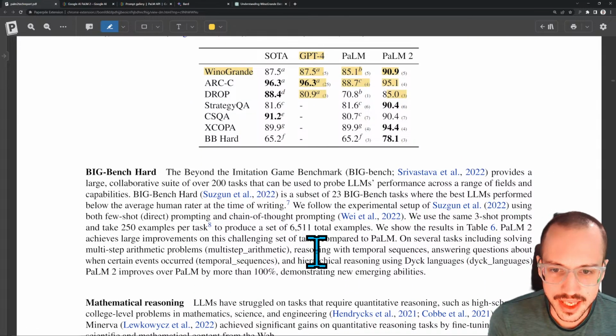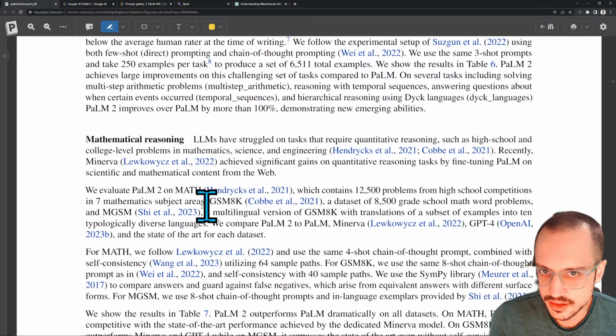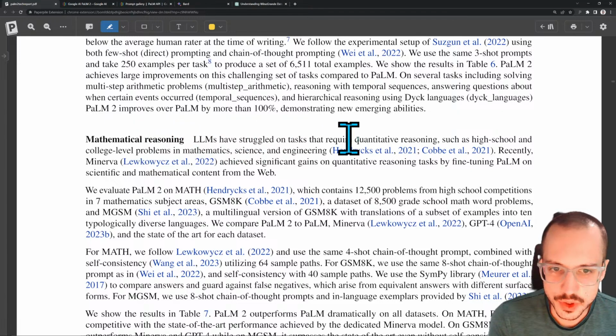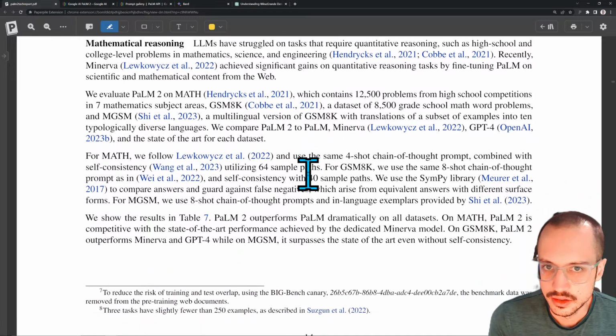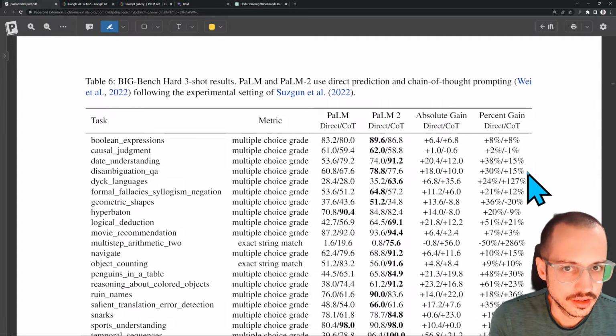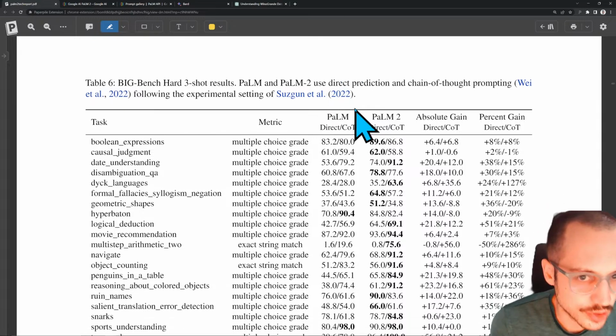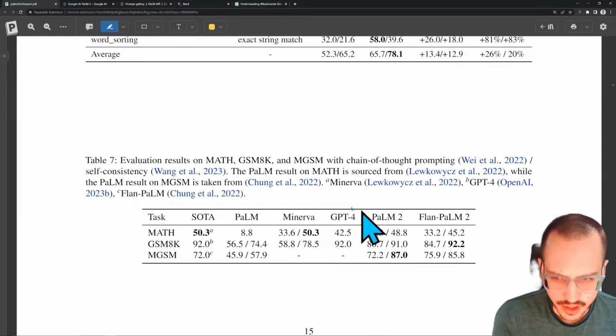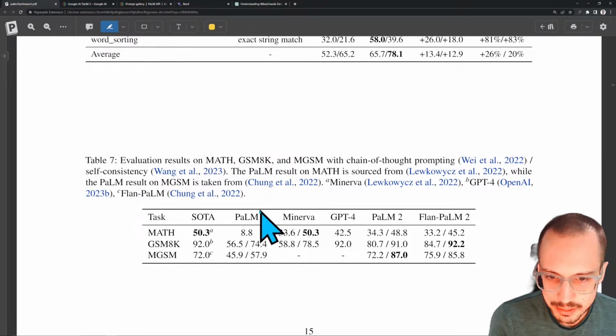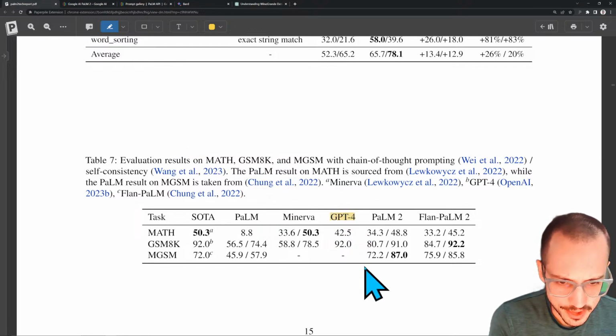Beyond the imitation game benchmark provides a large collaborative suite of tasks. LLMs have struggled on tasks that require quantitative reasoning. Okay. PaLM versus PaLM 2, again, kind of impossible to judge because you're only comparing against the older version of this model. So here we go. Evaluation results on math. GPT-4, PaLM 2. What is this? Why are there two numbers here?